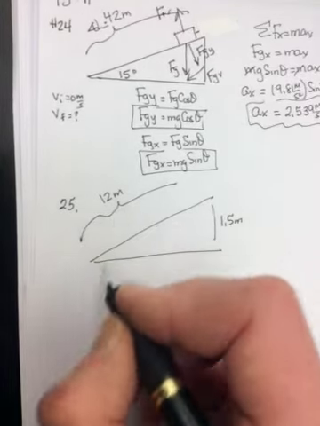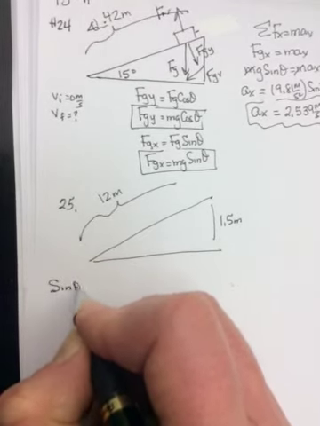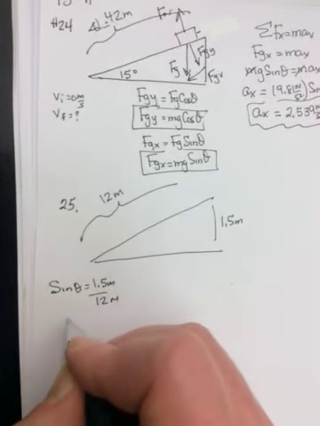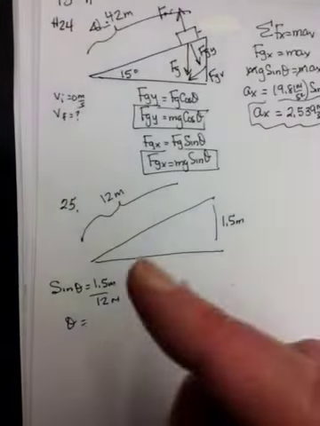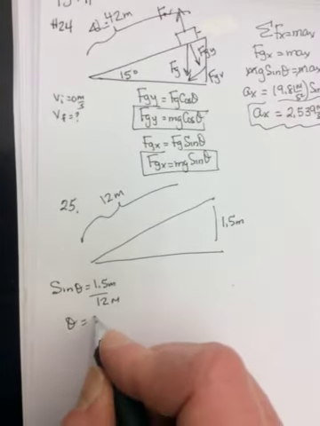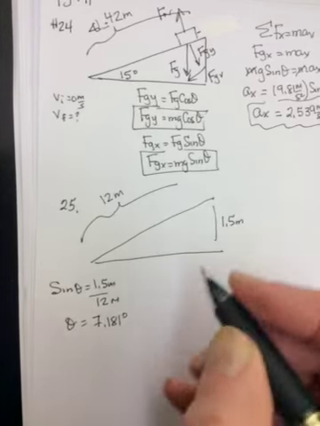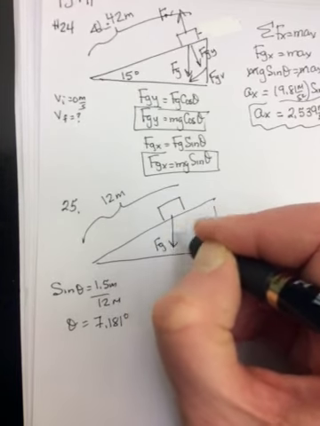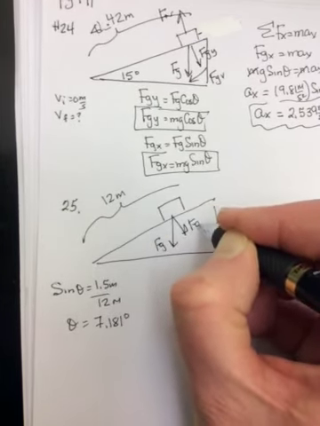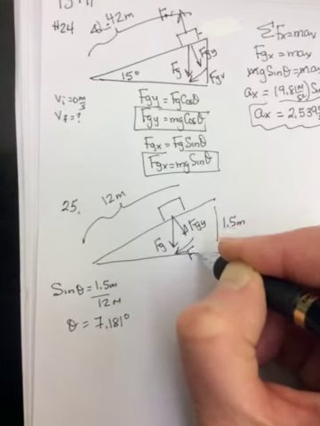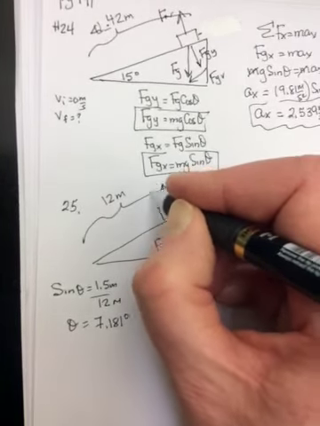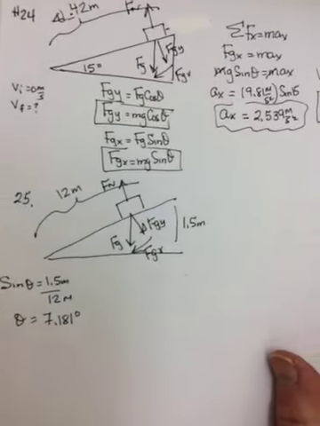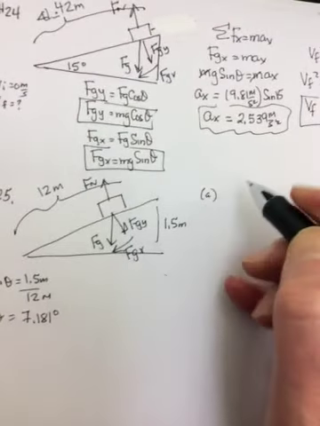From the 1.5 and the 12, you could find the angle. Sine theta will be equal to 1.5 meters over 12 meters. So theta will be equal to 7.181 degrees. Okay, we're putting our bicyclist on this track. Here's my FG acting straight down, my FGY going into the incline, my FGX pulling them down the incline, my normal force acting up. And in the first part, it says ignore friction, find the acceleration of the bicyclist.